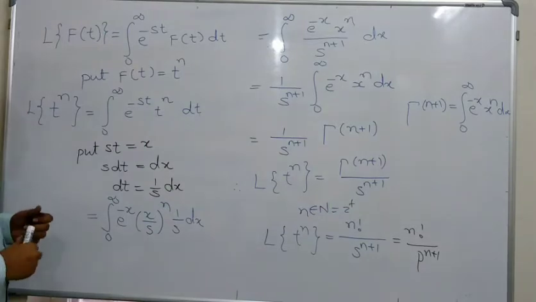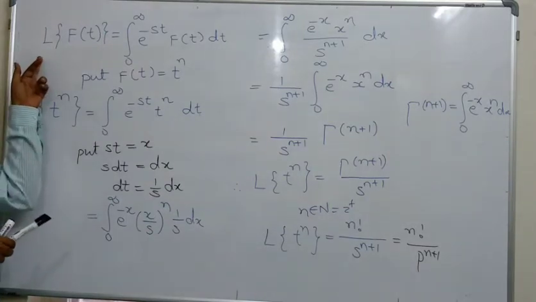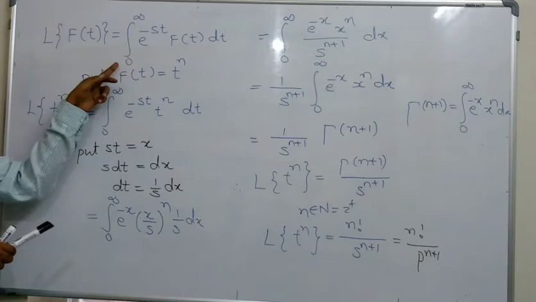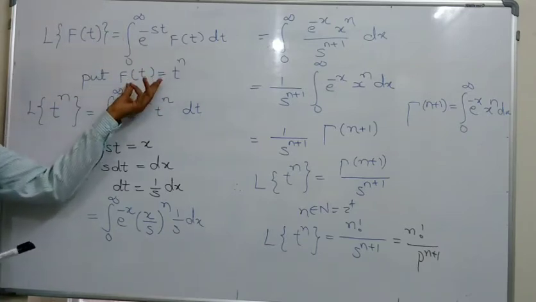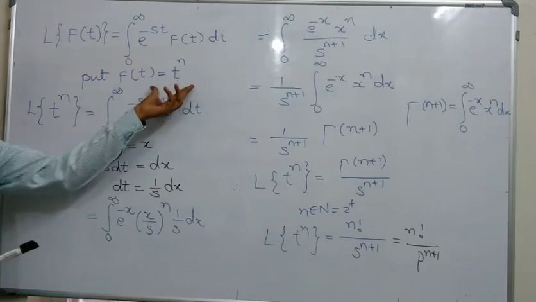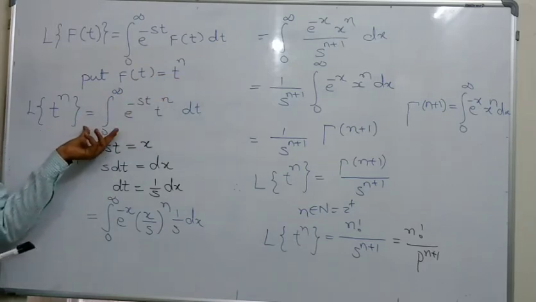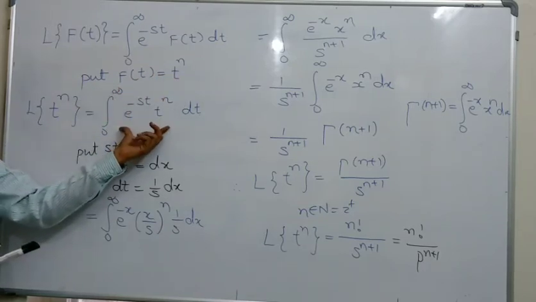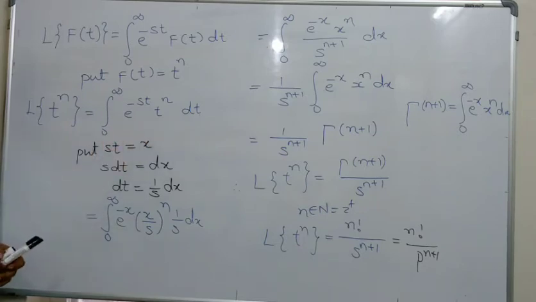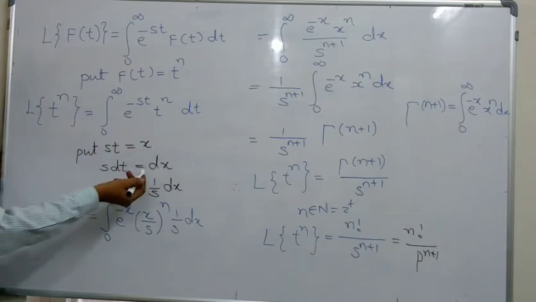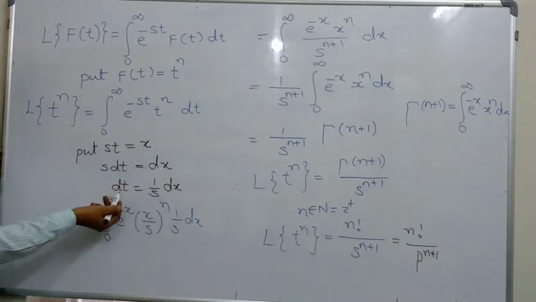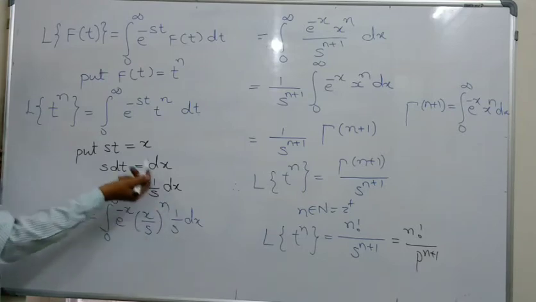So, one of the standard functions again, let us see once again. L of f of t is equal to the integral 0 to infinity e power minus st f of t dt. Replace f of t with t power n. L of t power n is equal to the integral 0 to infinity e power minus st t power n dt. To solve this integral, replace st by x. St is equal to x. Then s dt is equal to dx. We need only dt, so dt is equal to 1 by s into dx.